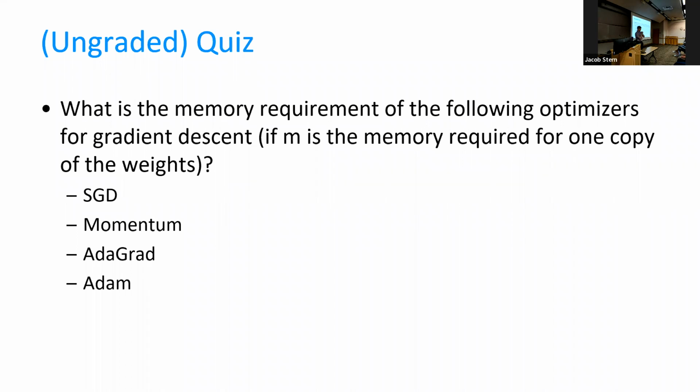And then finally we have Adam, which I guess first of all, Adam is a combination of which two approaches? Adagrad with momentum, exactly. So that hopefully should give you a clue to how much memory it takes. It's going to take 4M because you're tracking the momentum, the squared gradients, the gradients, and your weights. So those will be good things to keep in mind.